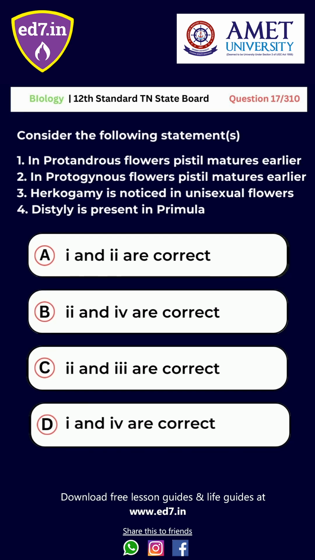Statement 3. Hercogamy is noticed in unisexual flowers. Statement 4. Distyly is present in Primula. The options are option A, 1 and 2 are correct. Option B, 2 and 4 are correct. Option C, 2 and 3 are correct. Option D, 1 and 4 are correct. And the right answer for this question is option B, 2 and 4 are correct.